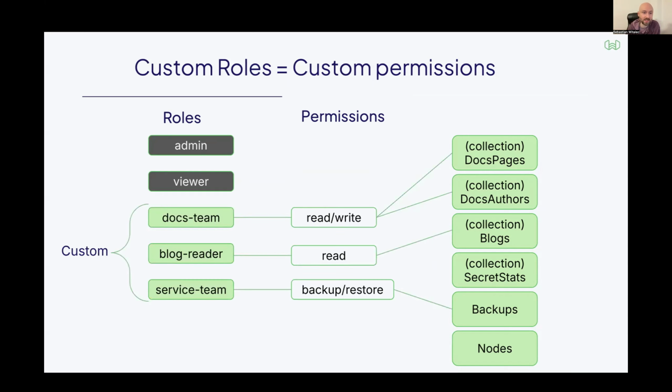But the next stage is, what if I was able to create my own custom roles? Within my organization, I could have a docs team, a blogs team, or maybe a special service team. The docs team could do all sorts of reading and writing on the docs pages and docs authors. Maybe the blog reader role could just read the blogs collection, but nothing else. While the service team would be set up to just run backups and restore the data. So you can create those roles with your own custom permissions. And then once you have the roles, you can start assigning them to your users.